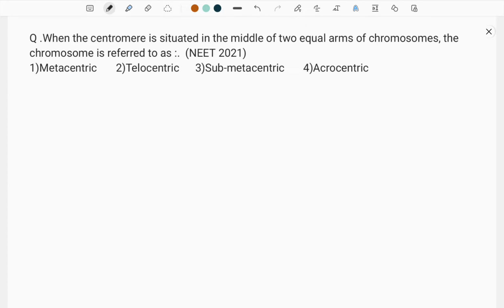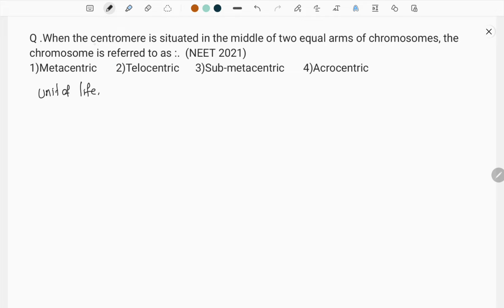This is a question from Unit of Life, that is class 11, from Chromosomes. When the centromere is situated in the middle of two equal arms of chromosomes, the chromosome is referred to as.